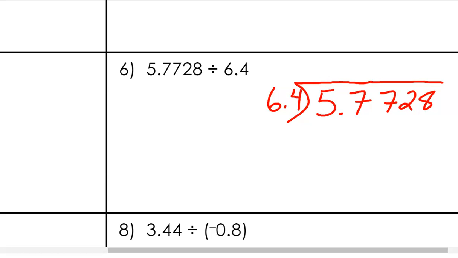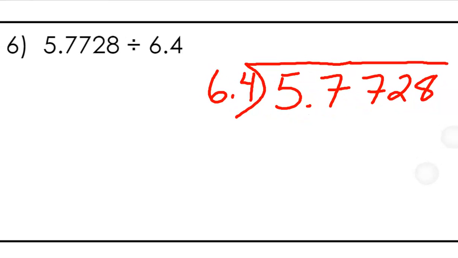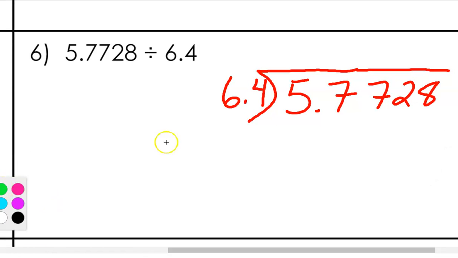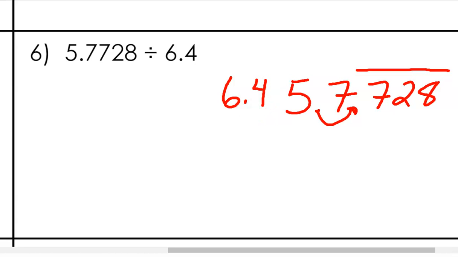All right, so remember, the divisor, the number that's on the outside, has to be a whole number. So we are going to move it one space over to make it a whole number. So if we move the divisor one space, we have to move the dividend one space as well. Okay? So really what we have, and I'm going to erase this, is 64. And then here we have 57 and some change.